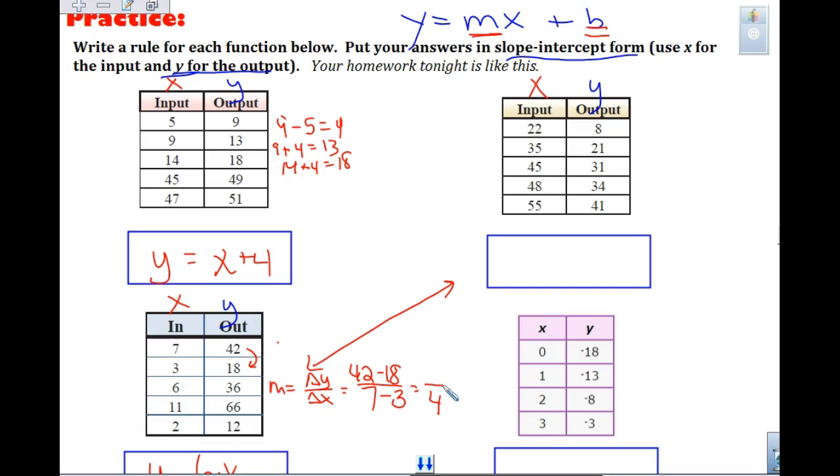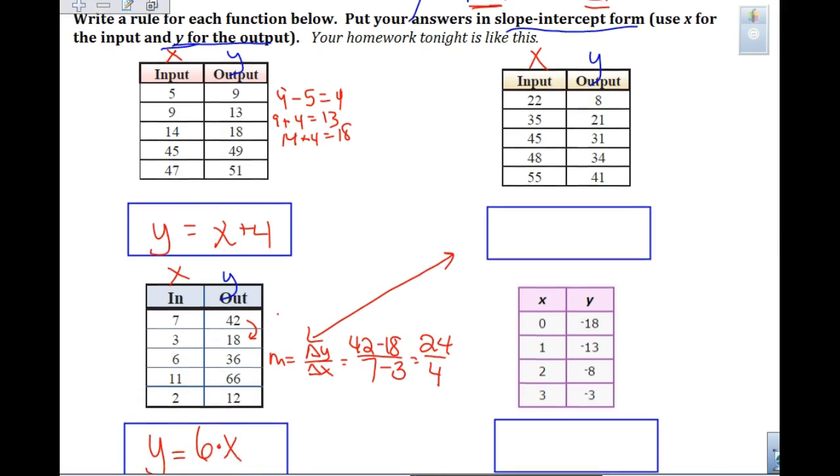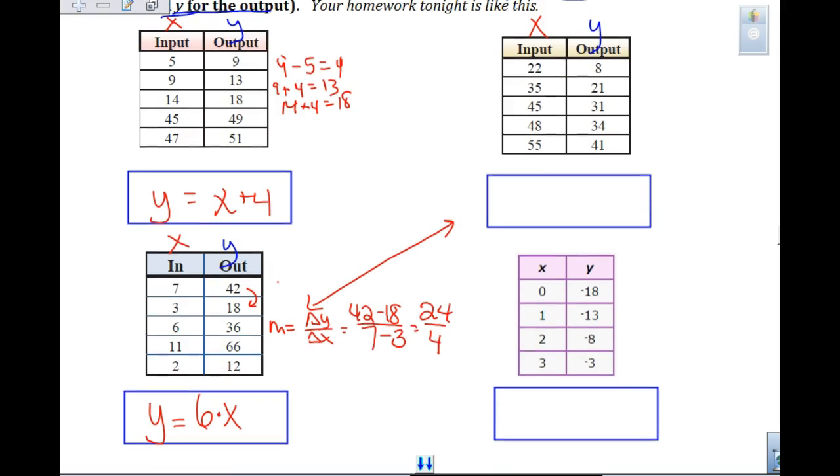42 minus 18 is 24. And if I divide 24 by 4, don't I get m equals 6? So someone said, so the change is 24. No, the change is 24 divided by 4, which comes out to equal 6. Okay? You don't want to use that change in y, change in x when you have a really weird list, but you want to use it when you have a nice list going 0, 1, 2, 3.